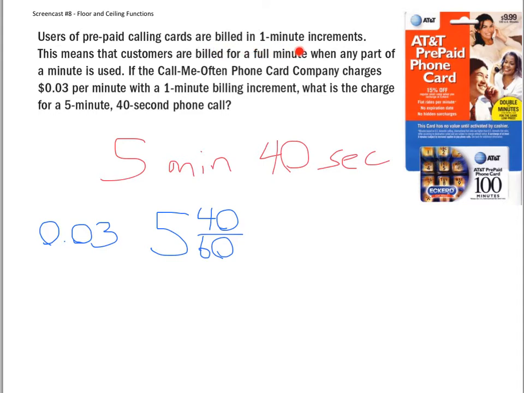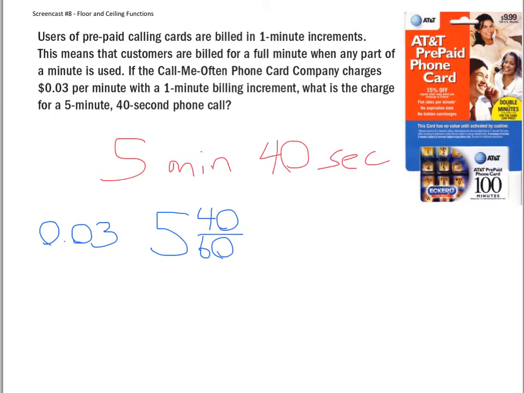You're billed in 1-minute increments, but you're billed for a full minute when any part of a minute is used. All right, so have I used any part of a minute? Well, yeah. I've not only spoken for 5 minutes, I've also spoken for part of another minute past that, but only part. You would think they would just bill me for the 40 seconds, but no! This prepaid card robs me by saying you're billed for a full minute.